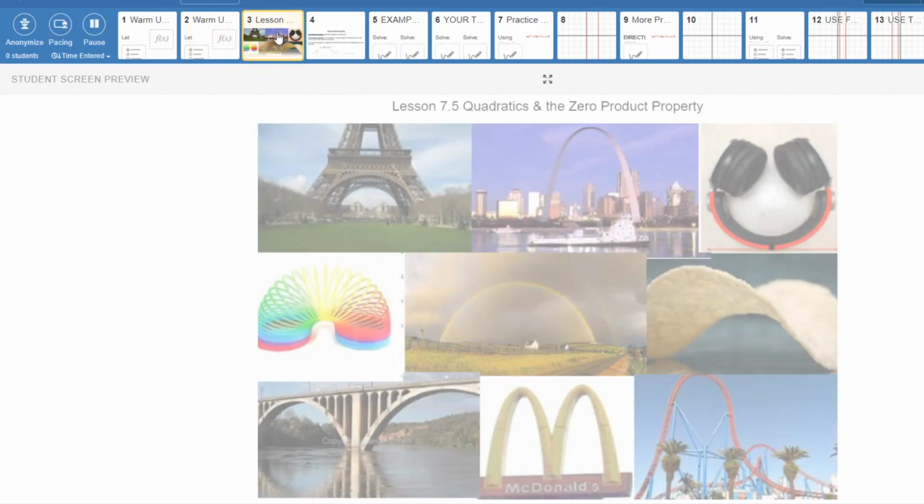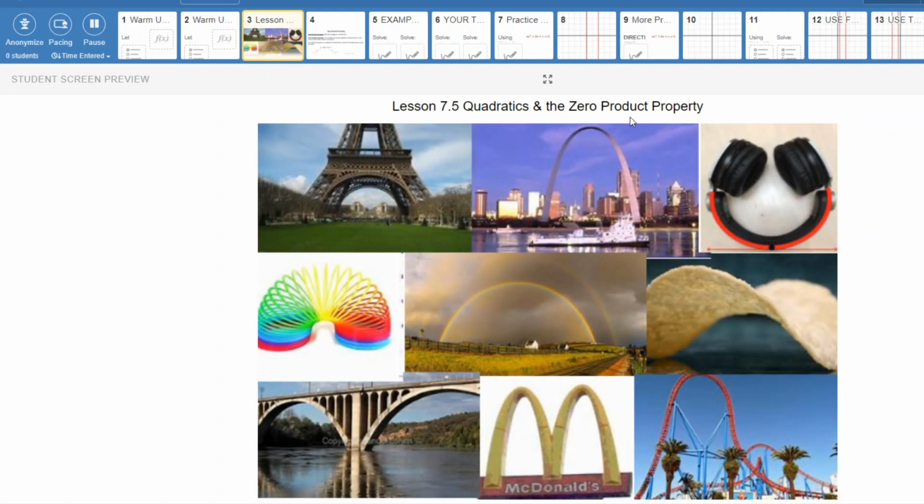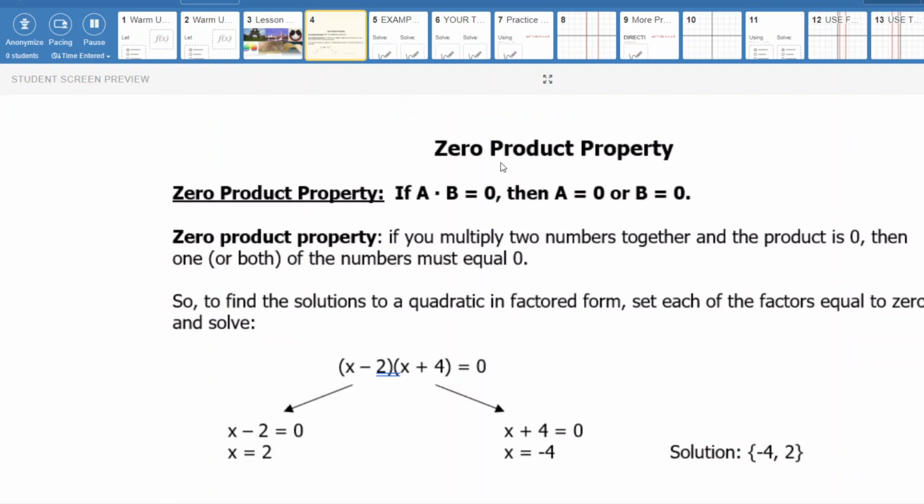Don't worry about that. Now lesson 3 is called Quadratics and the Zero Product Property. I personally think it should be called Solving Quadratics. That's really what we're going to focus on today. The zero product property is when something is factored, if we can set it equal to 0, then what we do is basically if something equals 0 and it's multiplied together, either the first thing must be 0 or the second thing must be 0, because 0 times any number is going to give me 0.